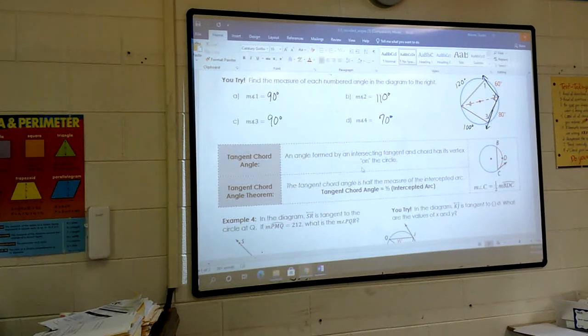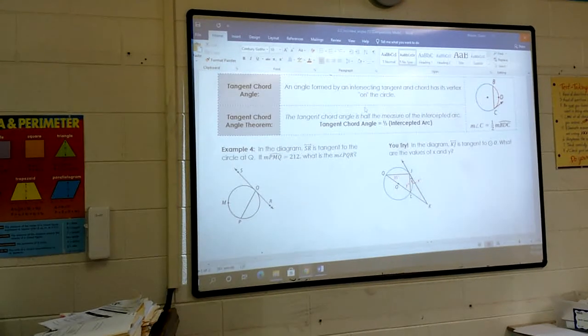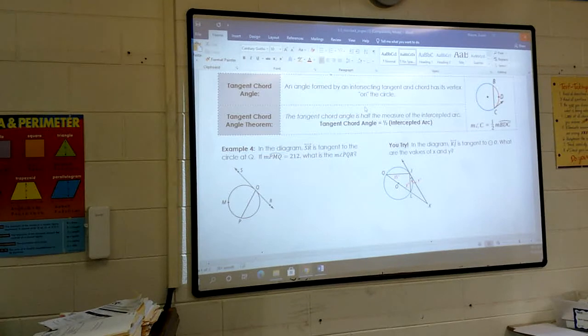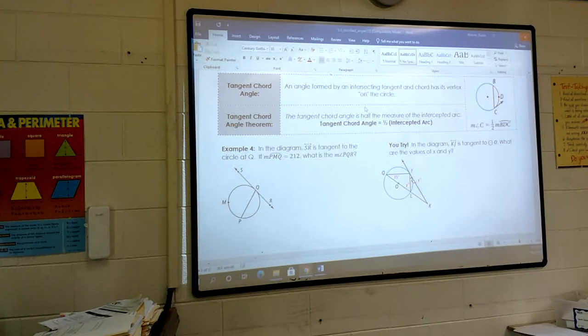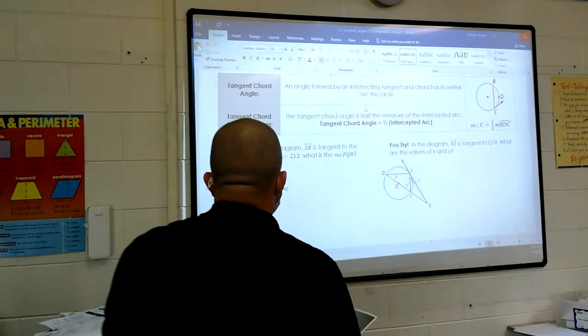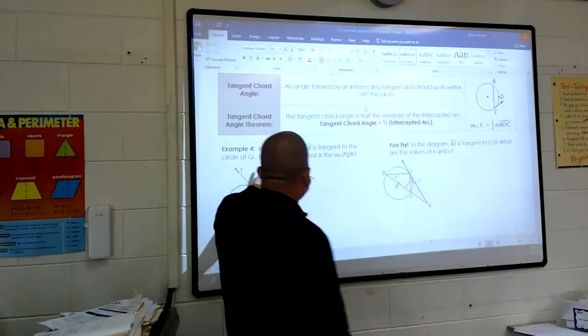I think it should. So a tangent chord angle, it says an angle formed by an intersecting tangent line and chord has a vertex on the circle. And the theorem is that the tangent chord's angle is half of the intercepted arc, which is very similar to what we've been doing, where it's half of the arc. So if we look at this, it gives us enough information to piece this together.